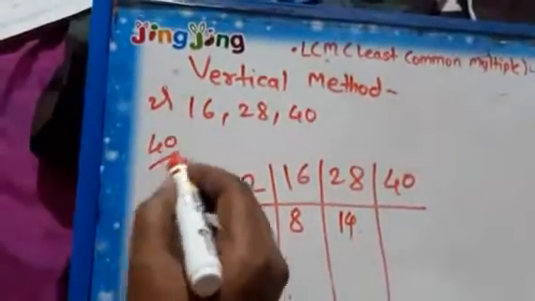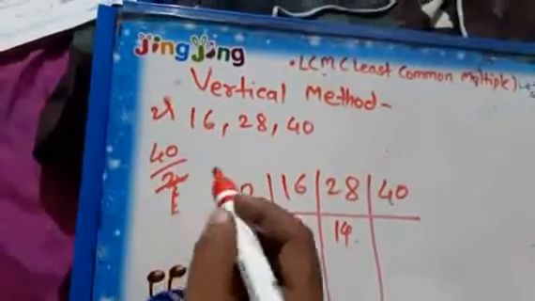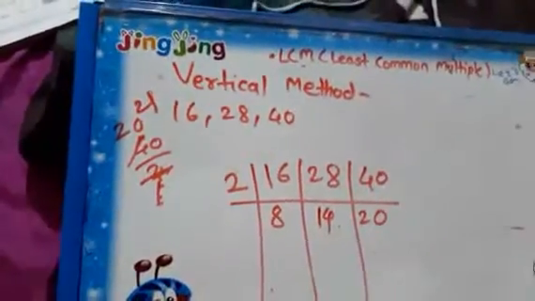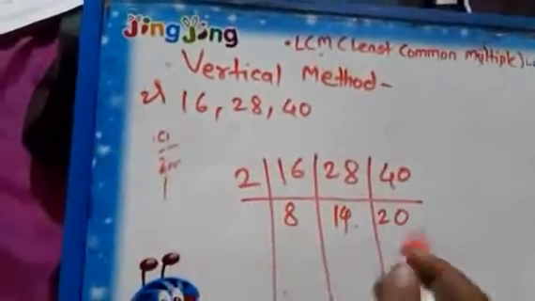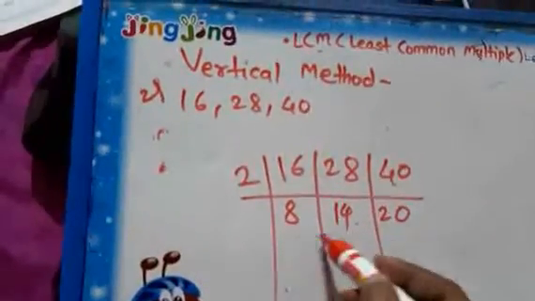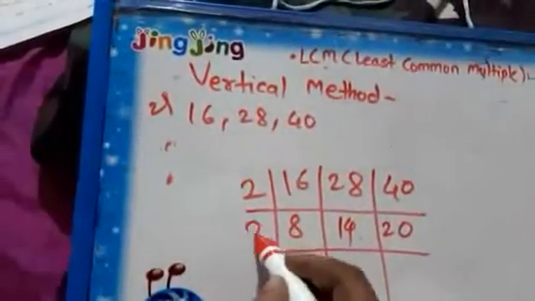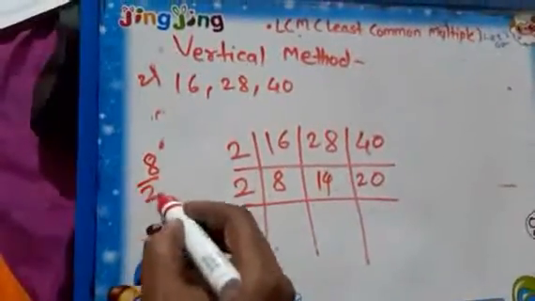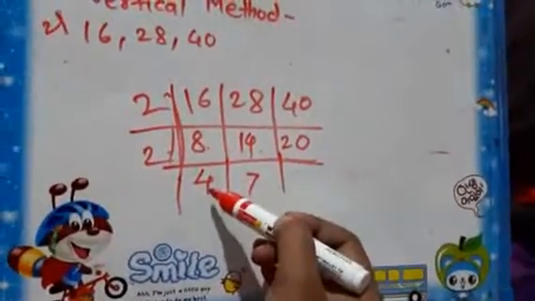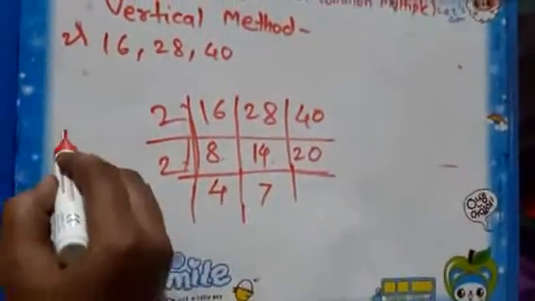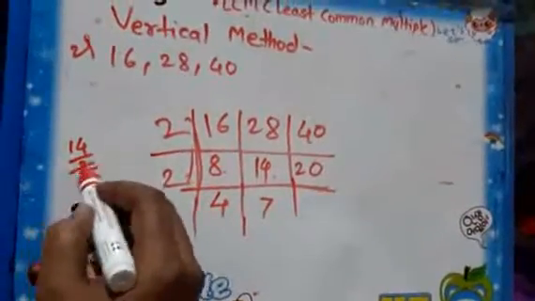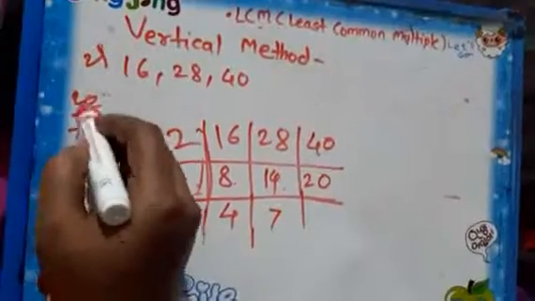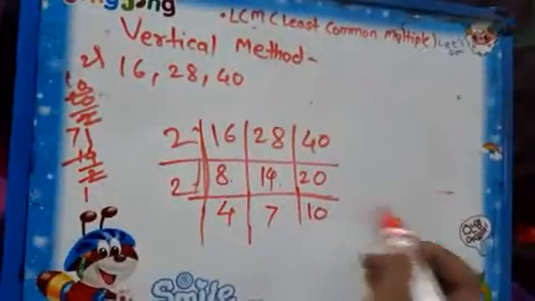Below 40 what should be written? 40 divided by 2. It will be 2 ones are 2, 2 2s are 4, 0 as it is. So here will be 20. Again if you see, all these numbers are divisible by 2. So for them we can take 2 as a common factor. Below 8 what should be written? 8 divided by 2 it will be 4. Now below 14, 14 divided by 2 it will be 7. And below 20, 20 divided by 2 this will be 10.